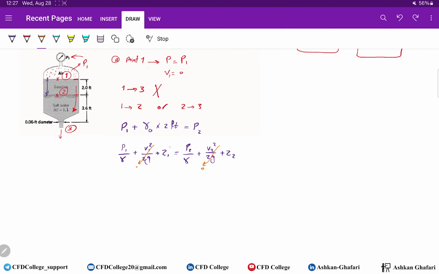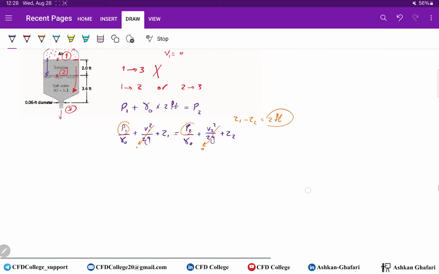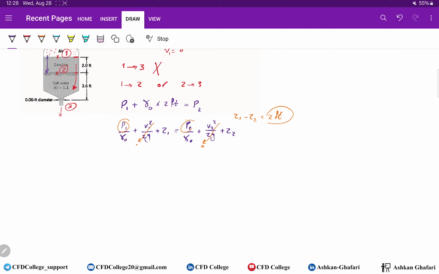Because you know that here Z1 minus Z2 is 2 feet. So you have this term, and 2 feet. P1 equals P2, and you have to minus 2 feet times gamma. See? And this is gamma of gasoline. So it doesn't matter if you use Bernoulli or simply you can use the hydrostatic pressure formulation.